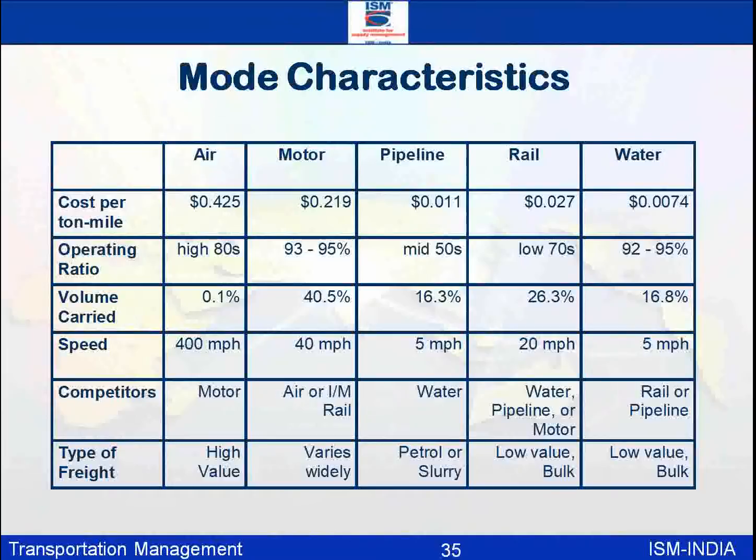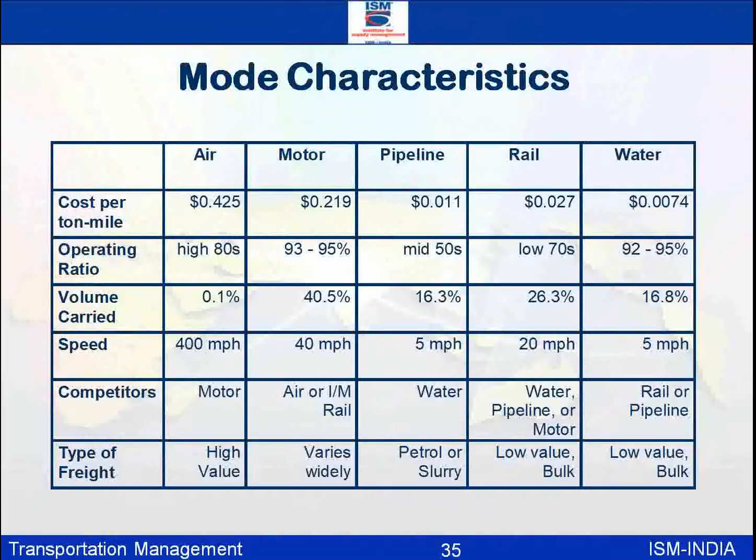It shows you the operating ratios and the volume carried. Now the volume carried, if I look around 40%, which is true when I look at India, most of the transportation, about 40%, is by road. Pipeline is very negligible. Rail is significant, but the 26% may be less in our case. Water is also important. Air is a very small percentage of it.